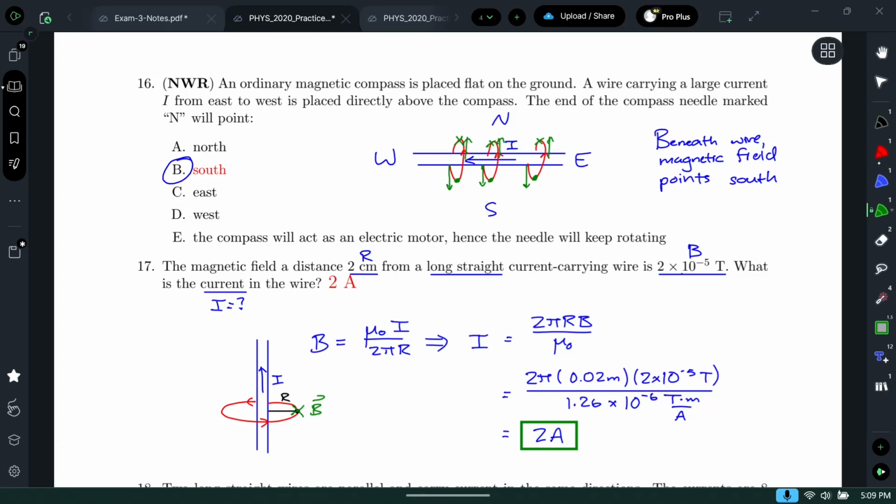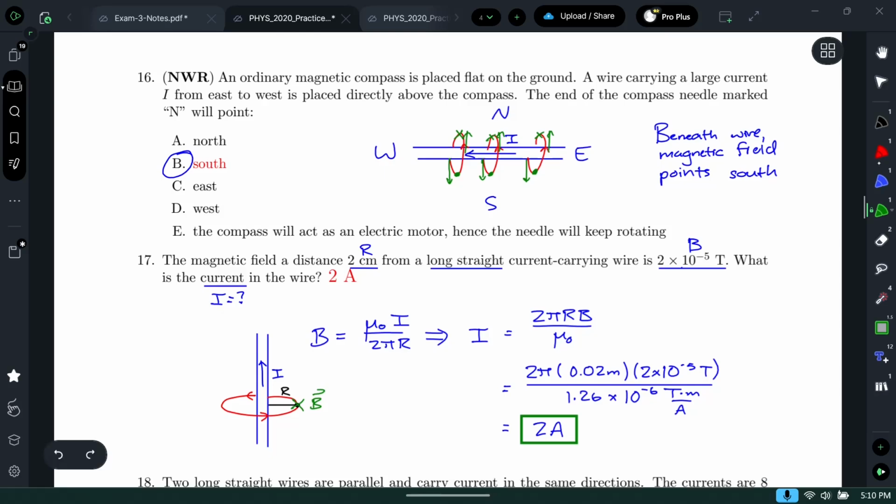That does assume that the field strength is actually stronger than the Earth's magnetic field, because otherwise you're dealing with one field pointing north and the other pointing south, and you need the difference between them. So we do have to assume that the field from this wire is stronger. I'm guessing that's why they said large current.